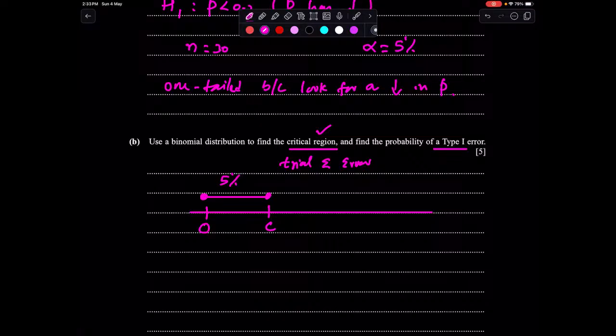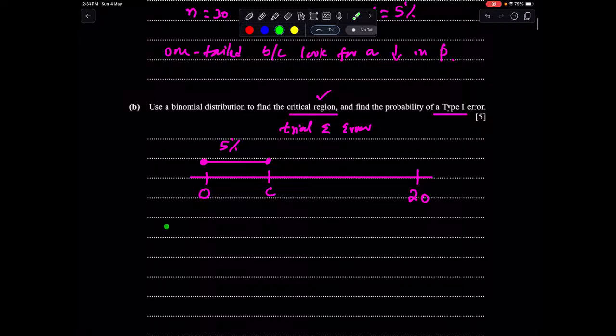Remember, the first value will always be in critical region. This must be in critical region. One value is always in critical region. Now we have to check whether 1, 2, 3, 4 are these values in critical region or not.